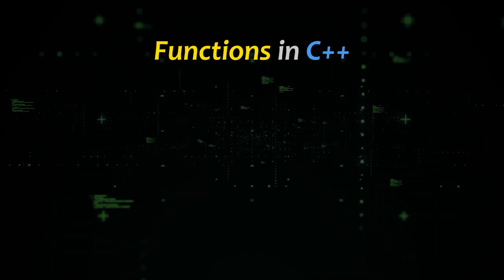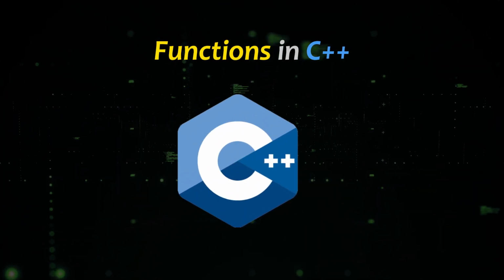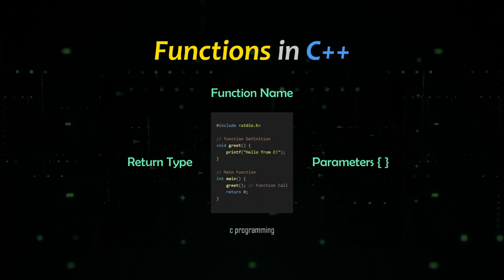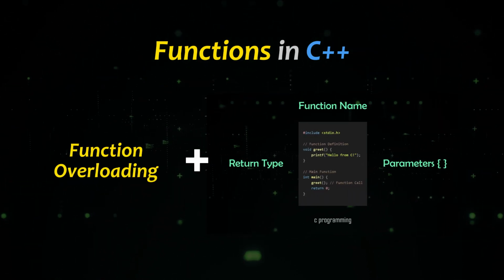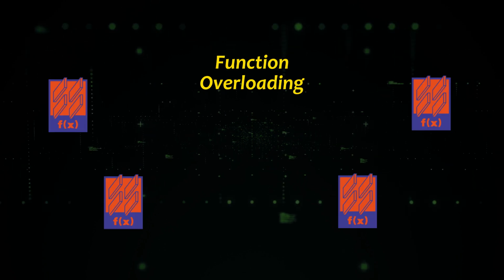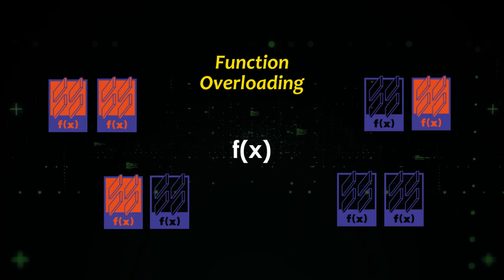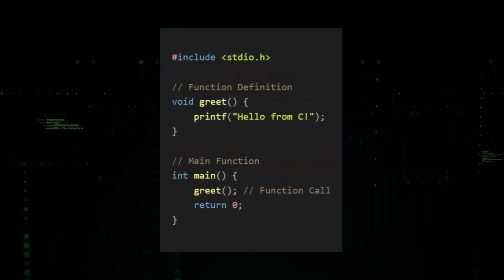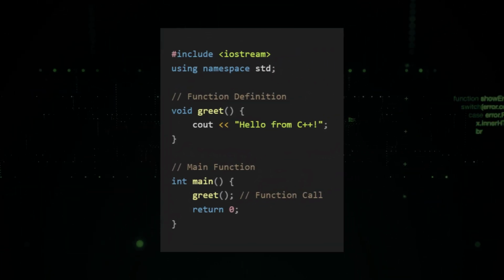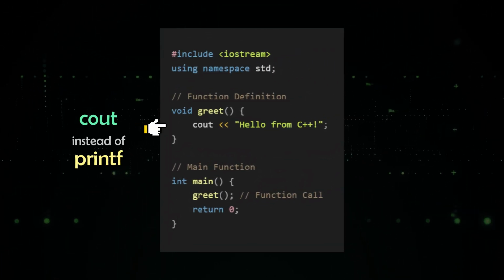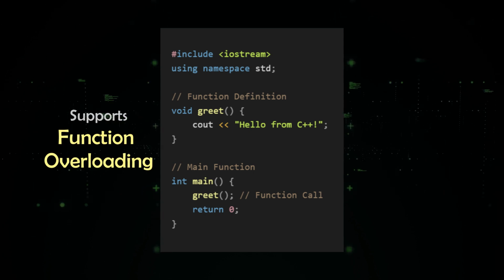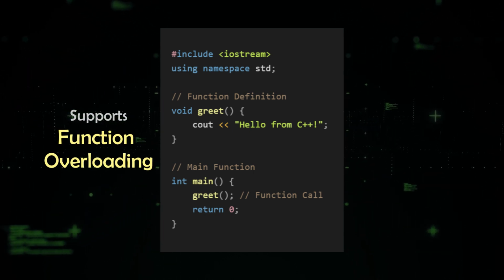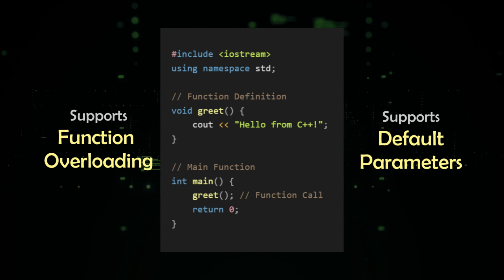Functions in C++. Moving to C++, functions work similarly to C, but with added support for function overloading, where multiple functions can have the same name but different parameters. Here's the same function in C++. Key differences in C++: uses cout instead of printf. Supports function overloading. Supports default parameters.